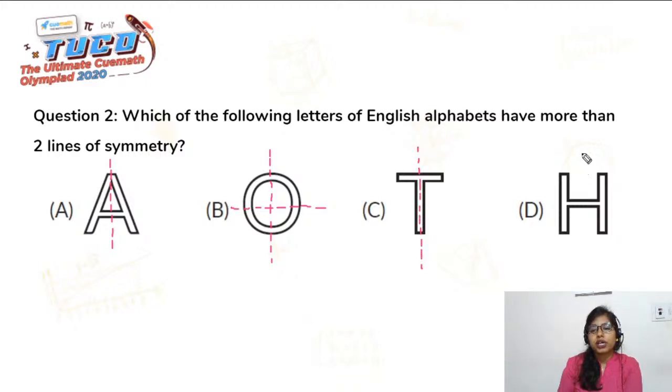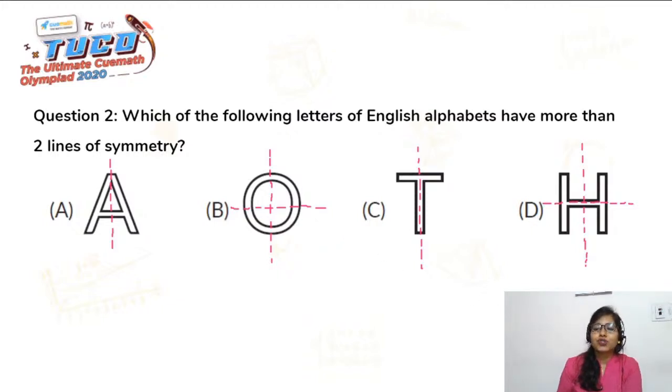How about H? As you all can see, H can have this as well as this. Now from here, you can see that H is giving symmetry even when you're having the vertical symmetrical axis, and also it is giving us symmetry about the horizontal axis, right? And the same goes with O. Now the question is, which of the letters have more than 2 lines of symmetry?